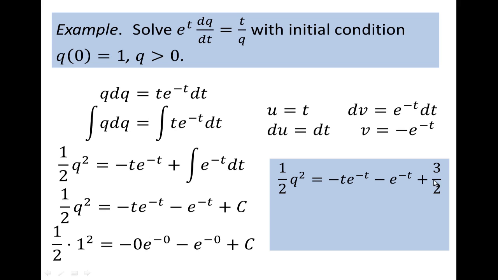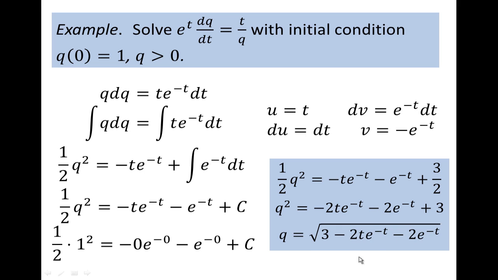Our constant is 3/2. And as I said before, we like to solve for q. And in this case, I'd multiply both sides by 2. And because q is positive, when I take the square root, I'm only going to get the positive square root. And I'll just rearrange the terms back here to make things a little prettier. It's going to be radical 3 minus 2t e to the negative t minus 2e to the negative t.